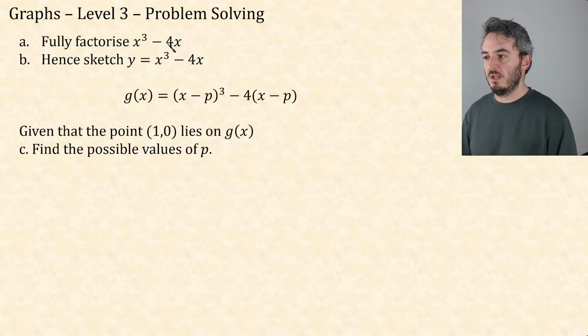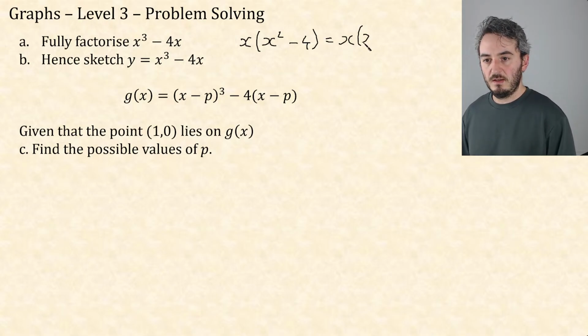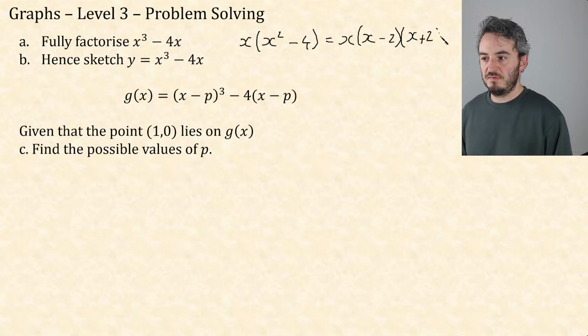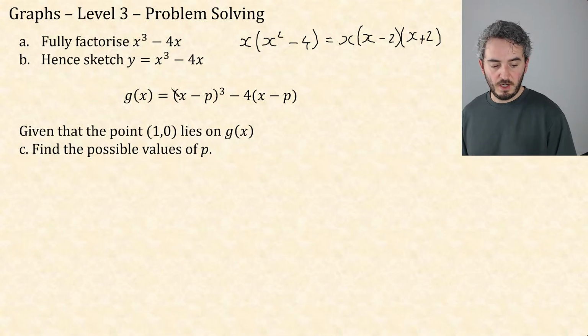For example, it starts gently. Fully factorize this. Well, we can pull out an x, giving us x squared minus 4. We can then notice that that's the difference of 2 squares, giving me x, then x minus 4, x plus, whoops, that's wrong. Don't make that mistake. That should be 2 and that should be 2. So there's the fully factorized version.